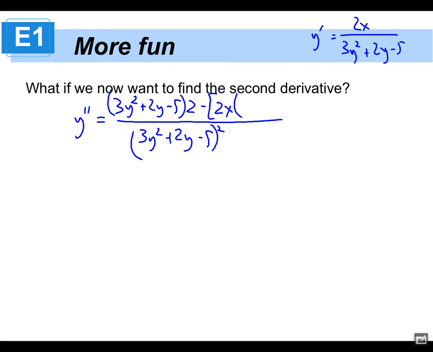Okay, so, Maggie, what's the derivative of the denominator? 6y plus... Nope. 6y y prime. There you go. Plus 2y prime. Well done. Okay, close parentheses, close bracket.